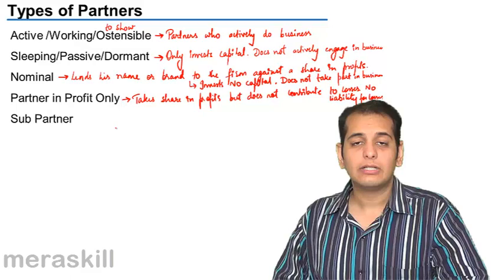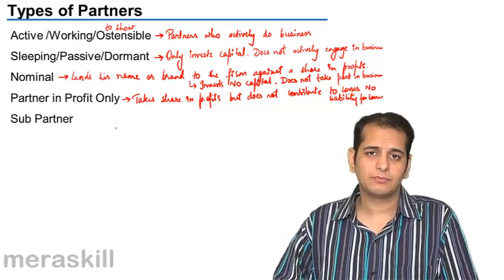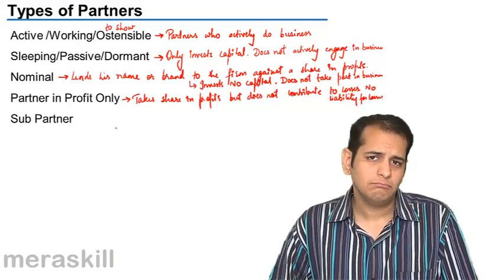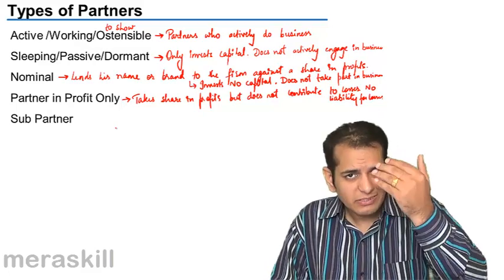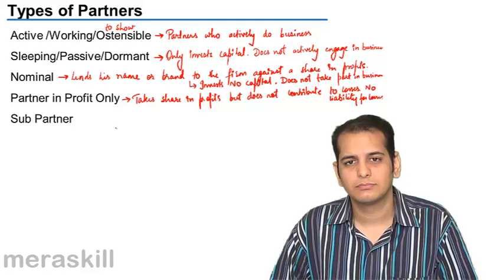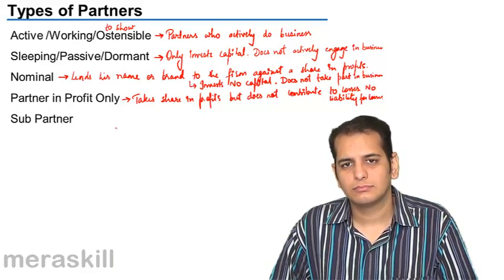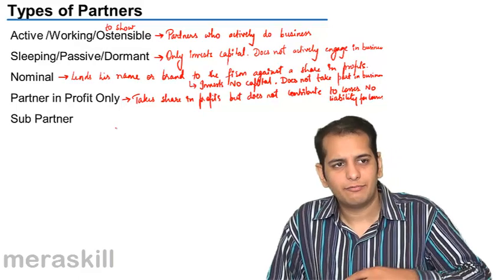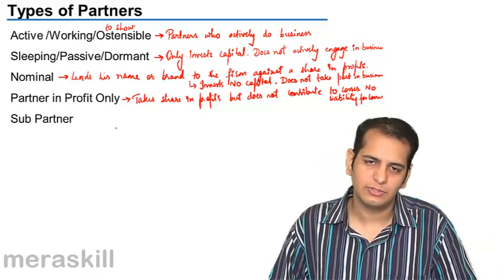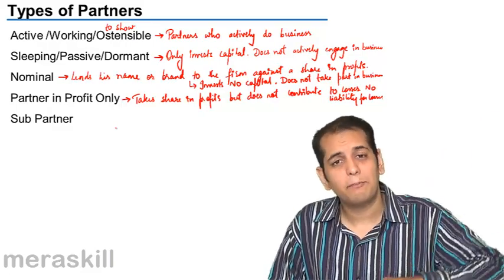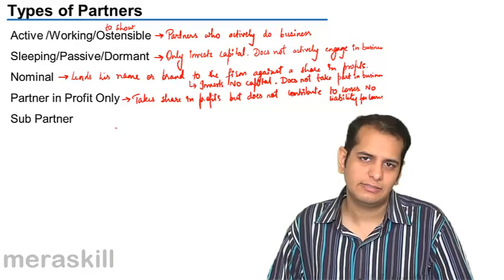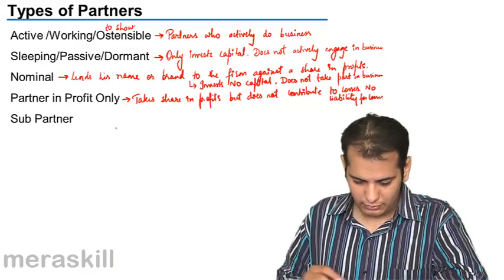The next is sub partner. What does sub mean? Sub means one level down. Like we have agent and a sub agent. The agent of an agent is called a sub agent. Therefore, a partner of a partner is called a sub partner. Now I'll tell you how.